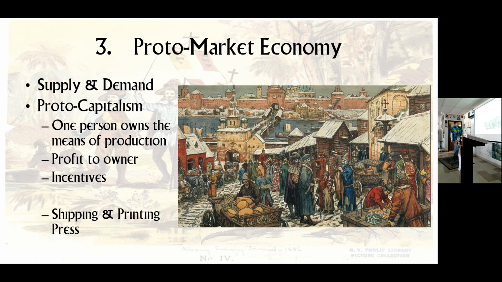And the basis of a market in capitalism, a free market, where this is actually free capitalism, is the interaction of supply and demand.